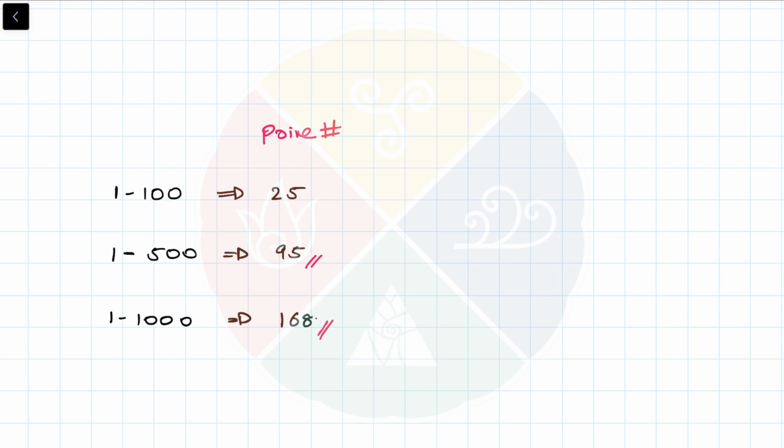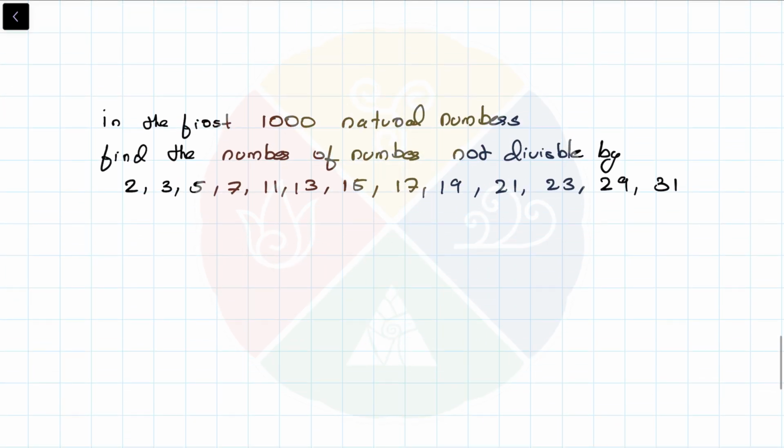Now I'll give you the problem. In the first 1000 natural numbers, find the number of numbers not divisible by 2, 3, 5, 7, 11, 13, 15, 17, 19, 21, 23, 29 and 31. Okay, so you can pause the video and try to find the answer. Even I have not found the answer, I just made the question. So we'll do it together. You just try to find the answer yourself.